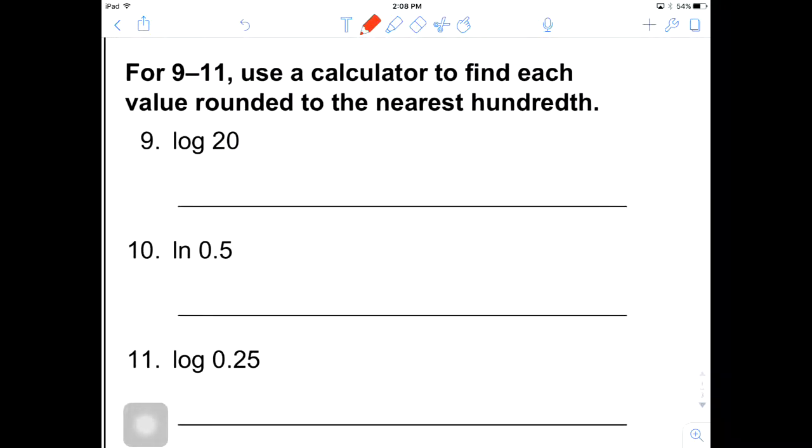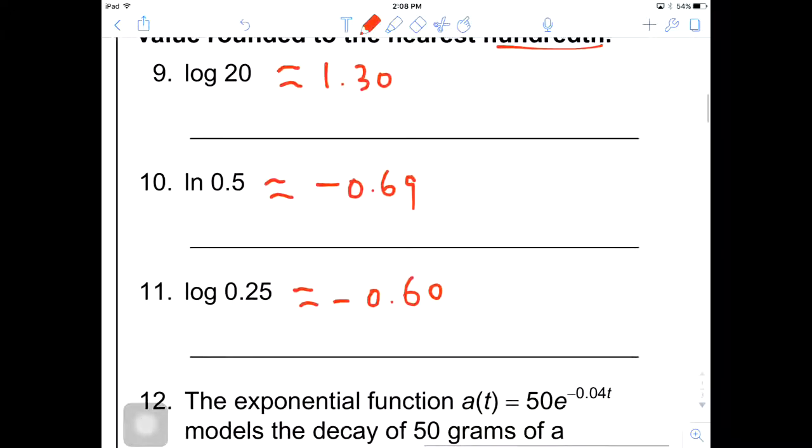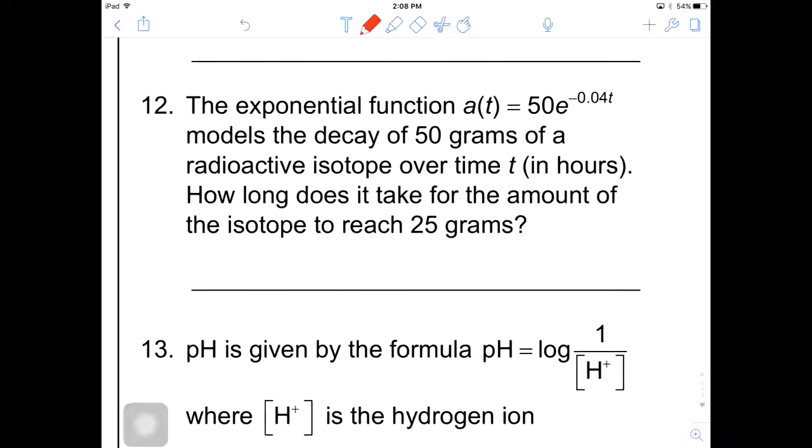Number 9, use a calculator to find the value rounded to the nearest hundredth. You should be able to use your regular calculator, just crank in the numbers, and you should get the nearest hundredth, which is 2 decimals. So the log of 20 should be about 1.30. Natural log of 0.5 should be negative 0.69. And then the natural log of 0.5 is negative 0.60. Make sure that you practice with your own calculator to get the same answers here.